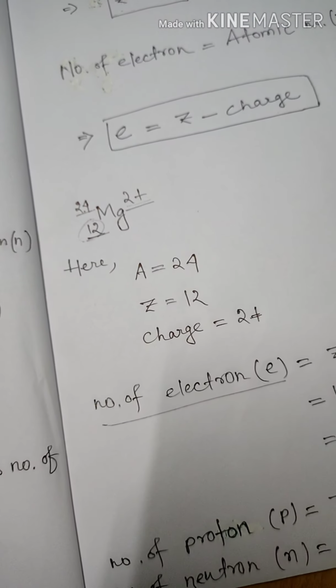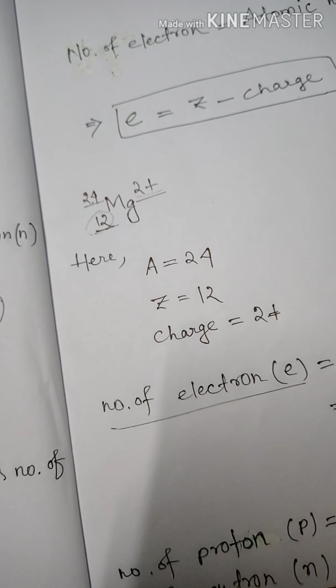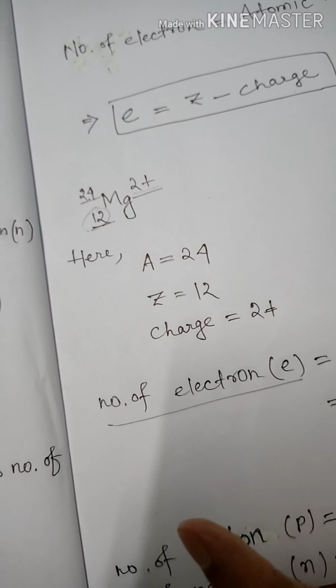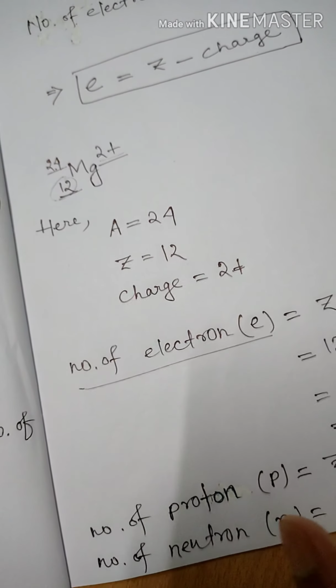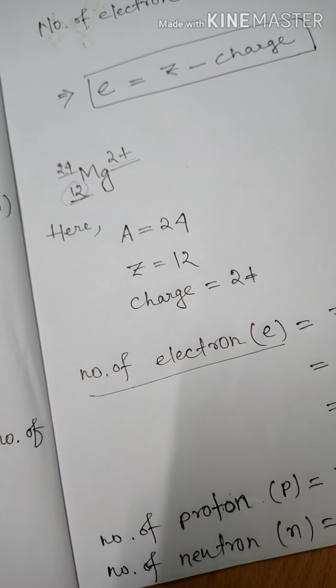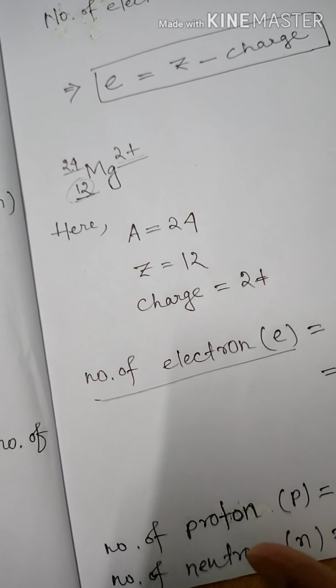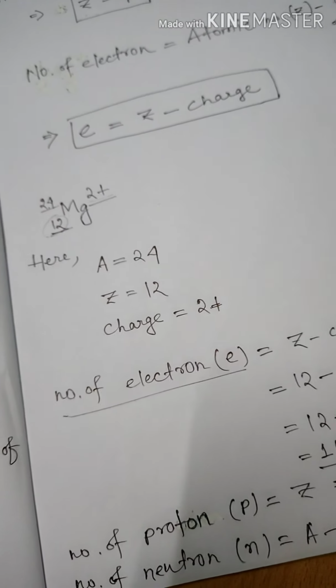So using these formulas you can easily calculate the number of electrons, protons, and neutrons present in any atom. I think these things are clear, so you will be easily able to find the number of electrons, protons, and neutrons present in any atom using these formulas.